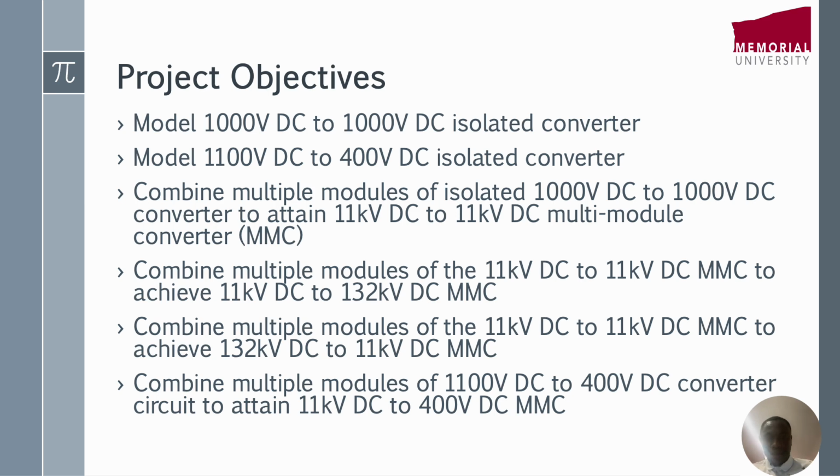We will combine multiple models of the 11 kV DC to 11 kV DC MMCs to achieve an 11 kV DC to 132 kV DC MMC. We will combine multiple models of 11 kV DC to 11 kV DC MMC to achieve a 132 kV DC to 11 kV DC MMC. We also combine multiples of 1100 volt DC to 400 V DC converter circuit to attain an 11 kV DC to 400 V DC MMC.